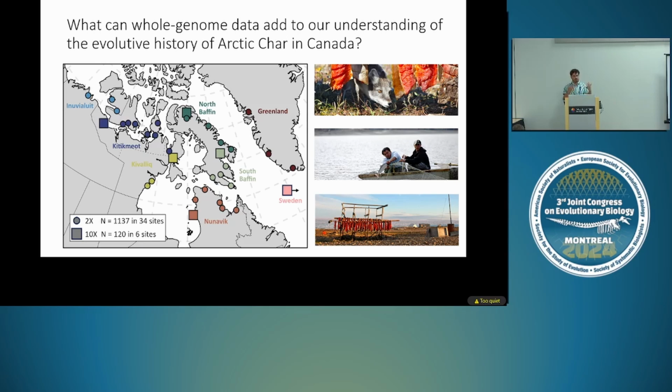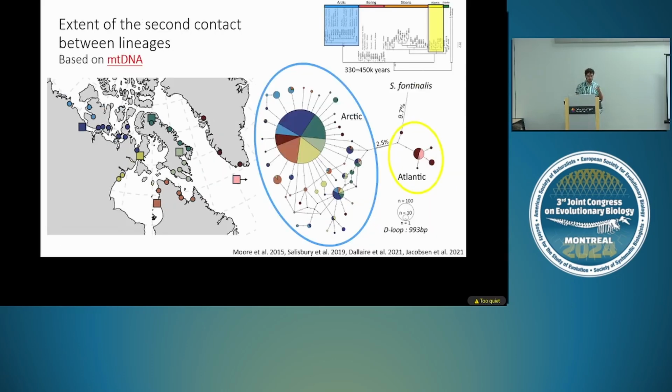And we asked ourselves what we can learn about the evolutionary history of Arctic char in Arctic Canada with this newly acquired whole genome data. But the good thing about whole genome data is that you also get mitochondrial DNA for free. So we started there and identified those two lineages, the Arctic and Atlantic in yellow, that were already described in previous studies.